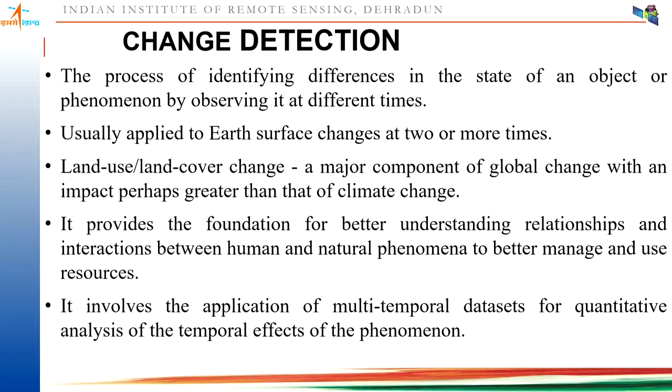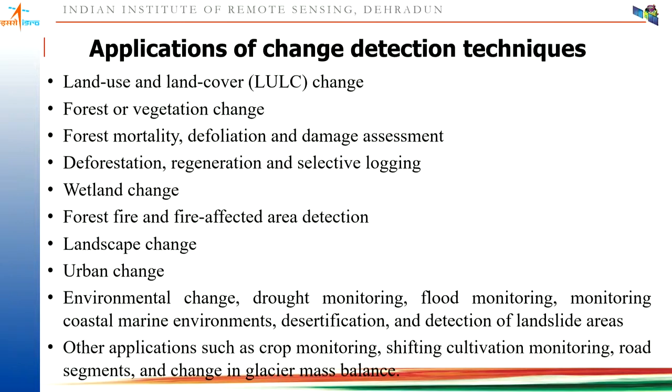So we all know that the forest is depleting and the urban area is increasing, but how much forest has changed to urban area, and what all changes have happened quantitatively, that comes in change detection. Change detection can be used for land use land cover changes, forest or vegetation change, forest mortality, defoliation, and damage assessment. So there are various application areas in which change detection can be used.